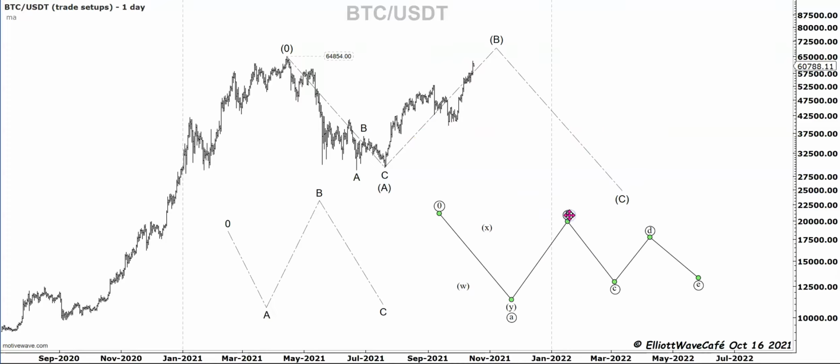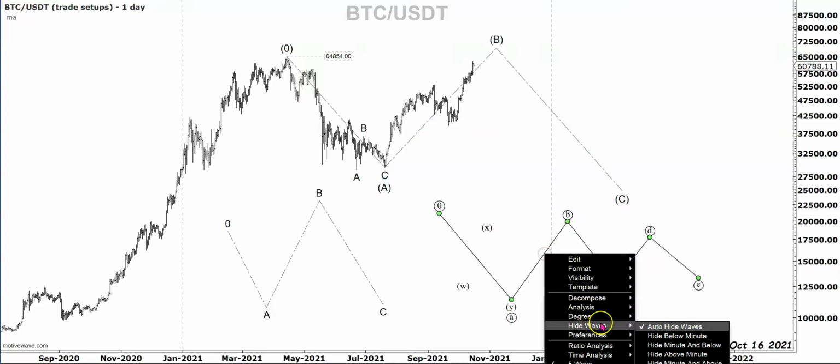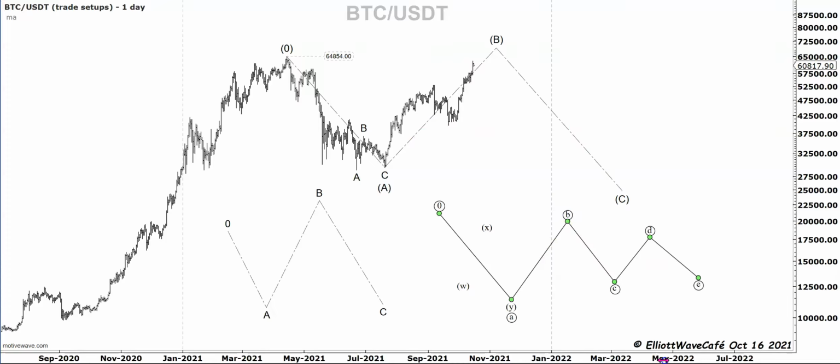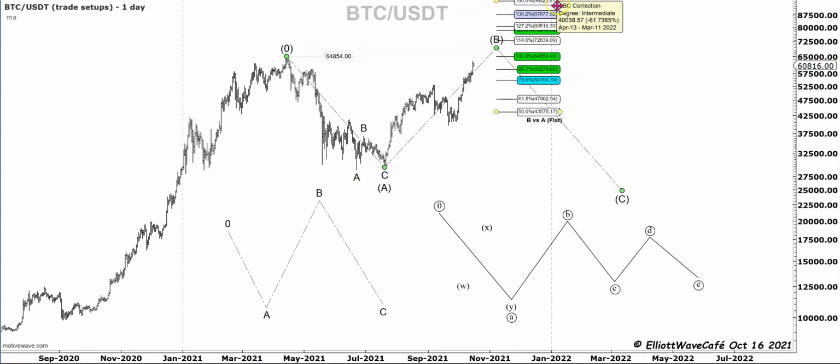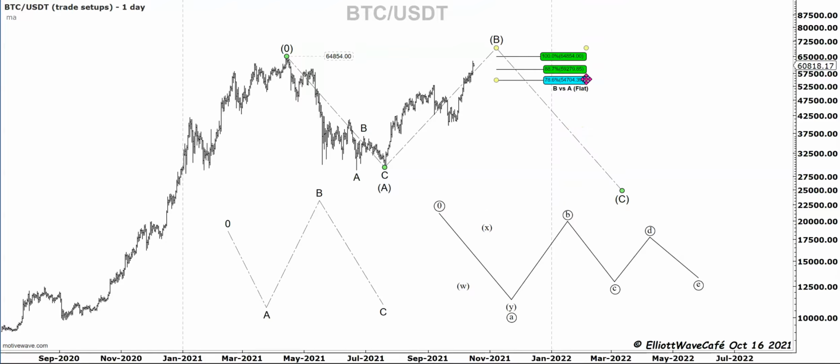This B wave, let me just make these show as lines. This B wave usually travels about 61% of this wave A in a triangle, all right? And here it went much higher than that. We're above that 78.6, we're above that 88%. Let me put that on there so I don't forget exactly what that is. You're above this 88%. You're almost 100% because you're very close to all-time highs in Bitcoin.